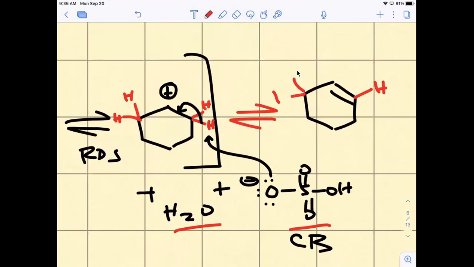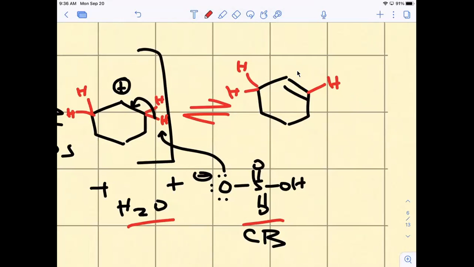And these protons didn't get touched, so I'm gonna put them back. And apologize for the lag. Blame AT&T. So that's that plus water. And you reform sulfuric acid.